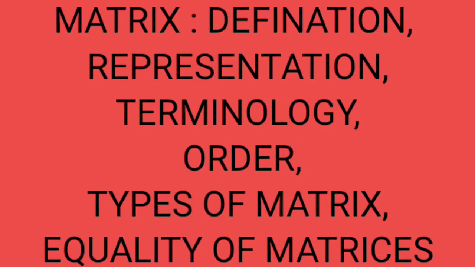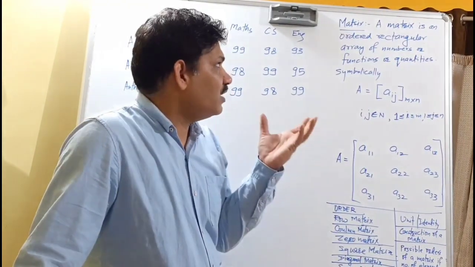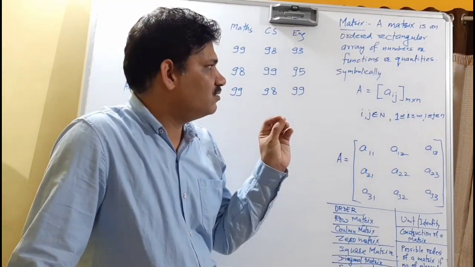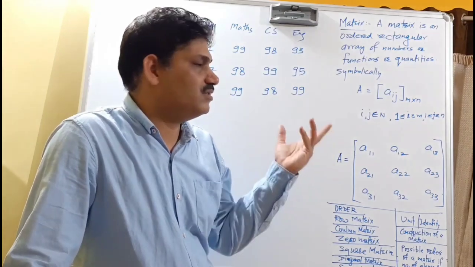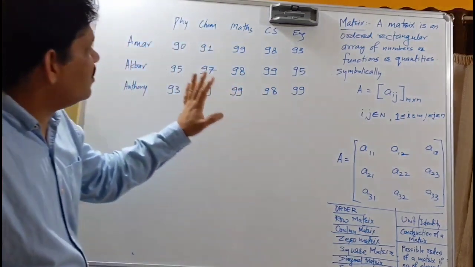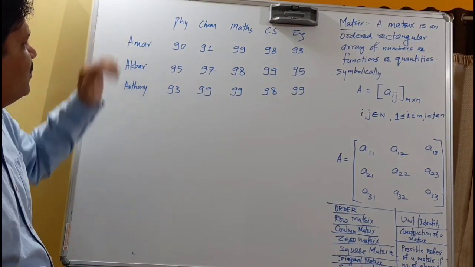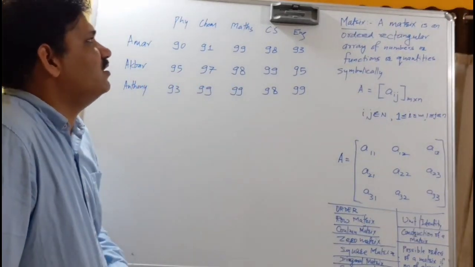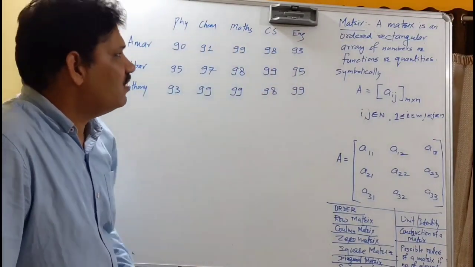Well, today we are going to talk about matrix. To get an understanding about matrix, let's try to know the basic concepts, the terminology used in matrix and the type of matrix. Suppose we are given this data. There are three persons, Amar, Akbar and Anthony, and here are given the marks in their session ending exam in 5 subjects: physics, chemistry, math, CS and English.